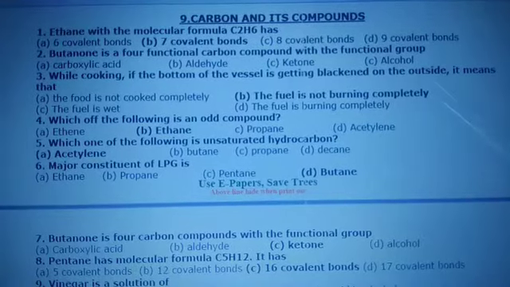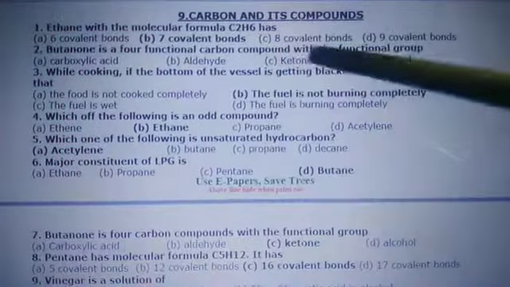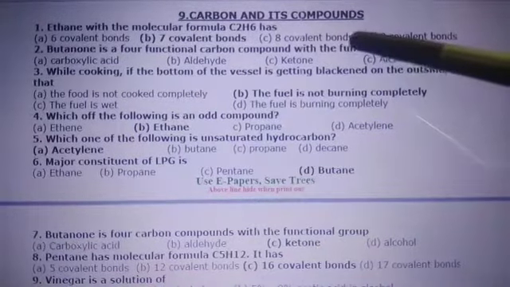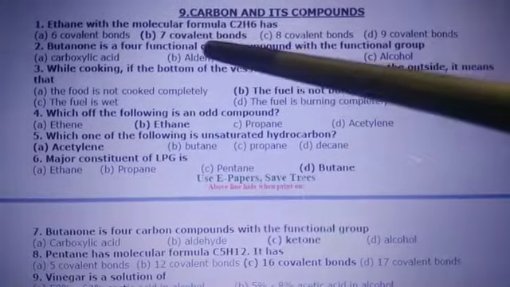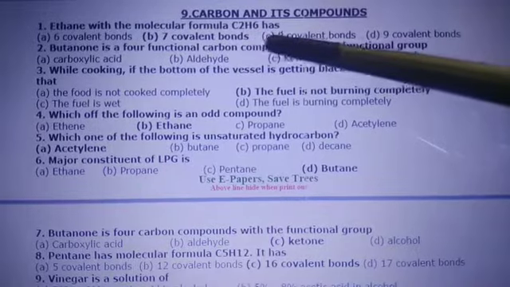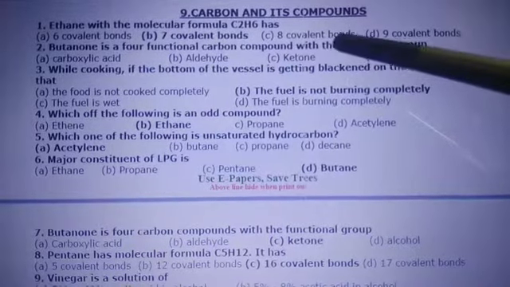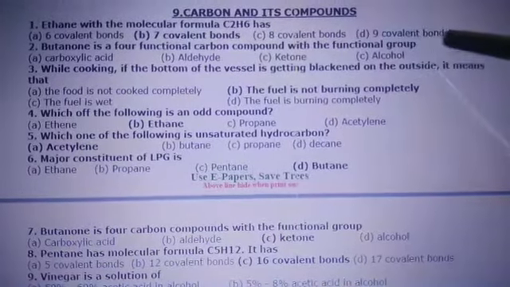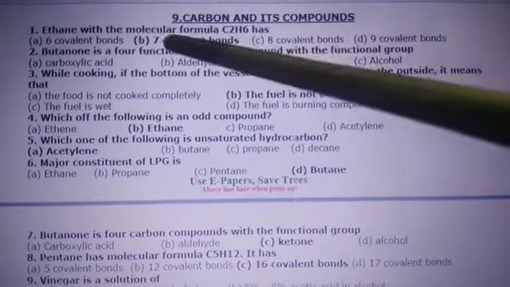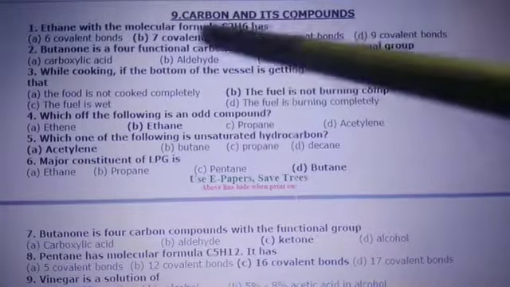The answer is C, zinc is more reactive than tin. Chapter 9, Carbon and its compounds. Ethane with the molecular formula C2H6 has A, 6 covalent bonds, B, 7 covalent bonds, C, 8 covalent bonds, D, 9 covalent bonds. The answer is B, 7 covalent bonds.